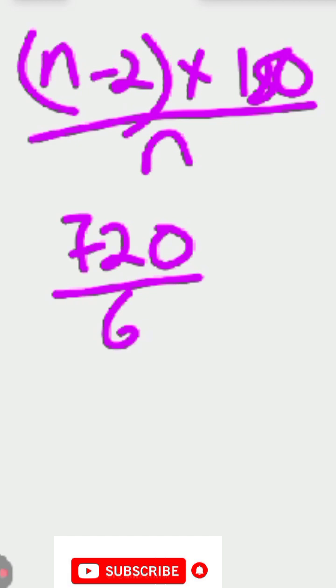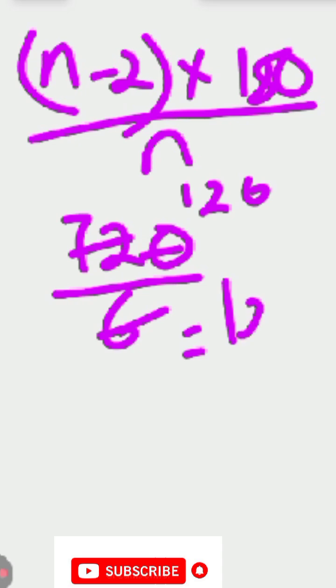72 divided by 6 will give you what? 12. Then the 0 divided by 6 will give you 0. So our answer here becomes: each interior angle of a hexagon will be 120 degrees. That's what it is.